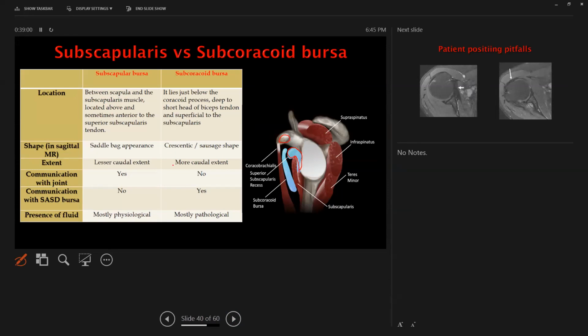And so, caudal extent and communication with the joint: I already told you that the subscapularis bursa communicates with the joint and the subcoracoid does not. The subcoracoid communicates with the subacromial-subdeltoid bursa. And the presence of fluid is usually physiological in the subscapularis bursa, and if you see it in the subcoracoid bursa, it is pathological, usually secondary to a full thickness tear.